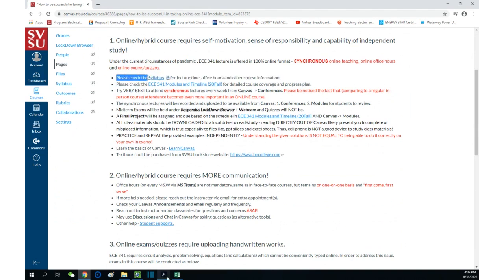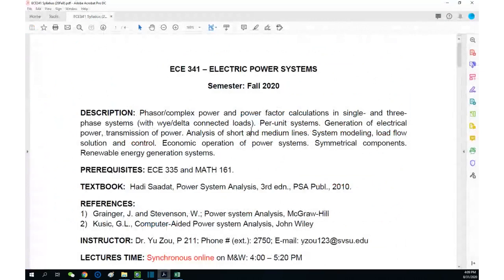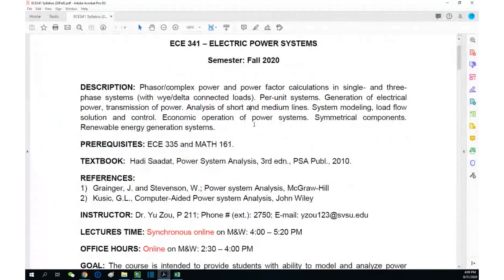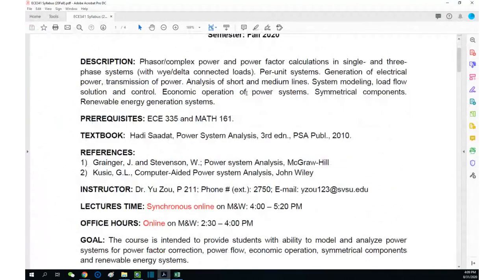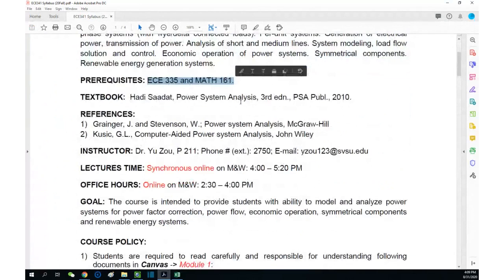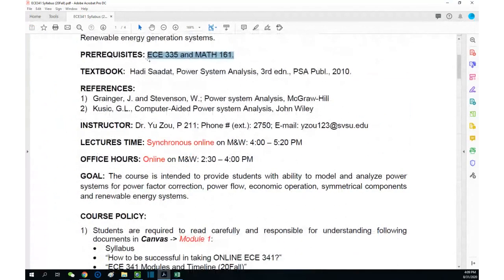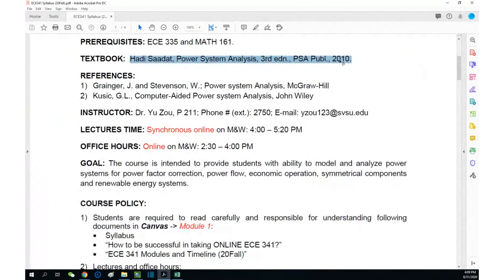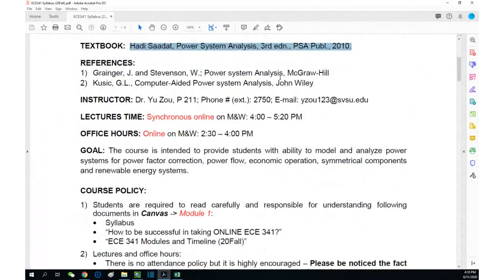Let's read through the syllabus together. This is the syllabus. Description of the course, you can read yourself. Prerequisite: I'm assuming none of you have any trouble with this. And the textbook is listed here. A little old textbook, but still the knowledge is sufficient for us to learn, and there are some references.